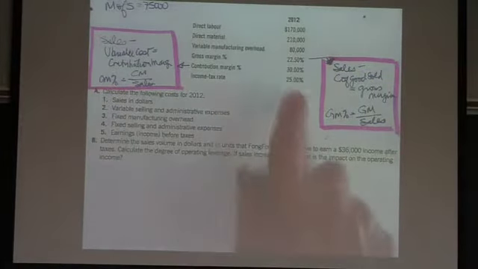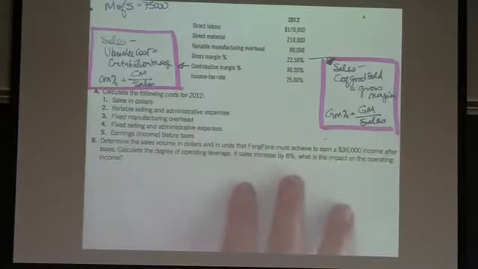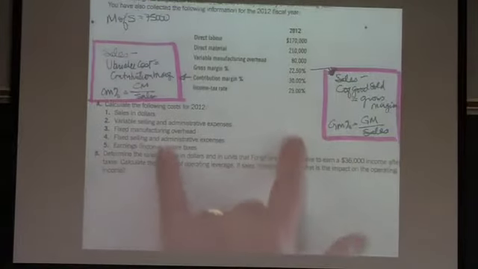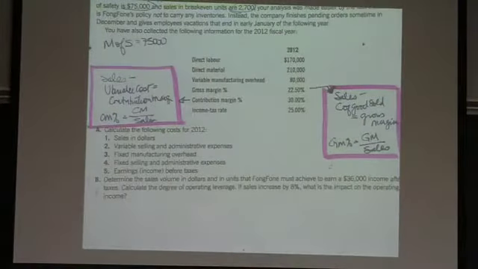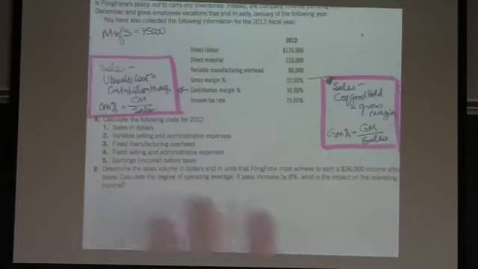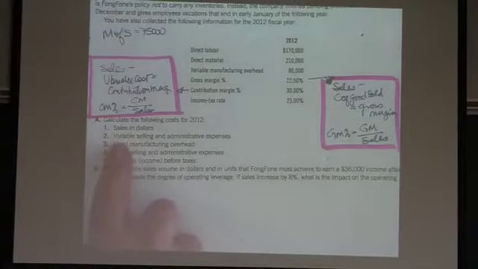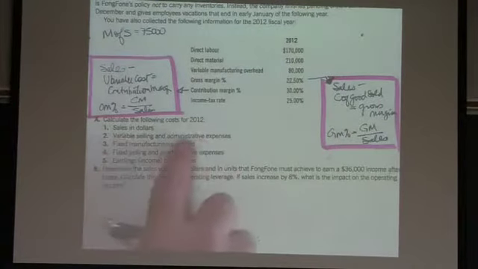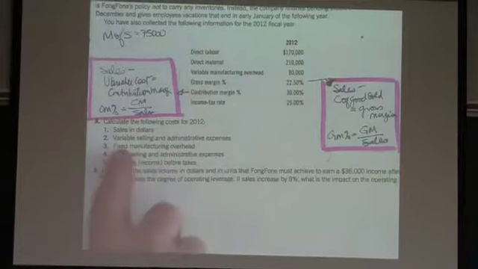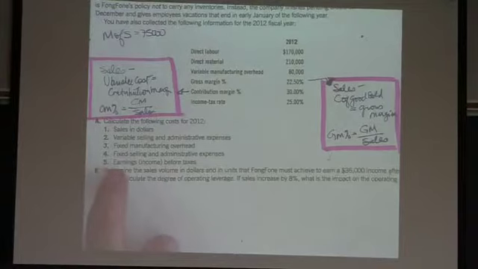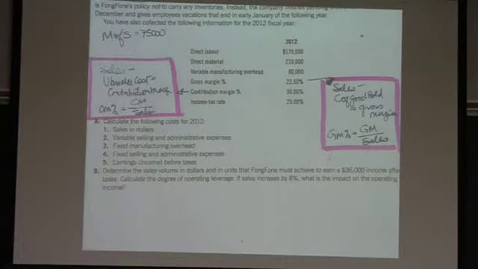Now, the income tax rate is 25%. This question asks us to calculate the following, to help Fong's management team. We want to know the sales in dollars. We also want to calculate variable selling and admin expenses, fixed manufacturing overhead, fixed selling and admin expenses, and earned income before taxes. So that's what we need to calculate in this question.